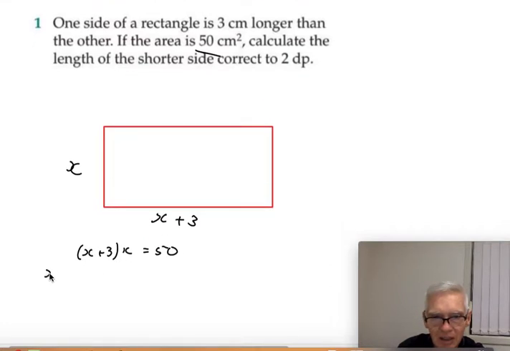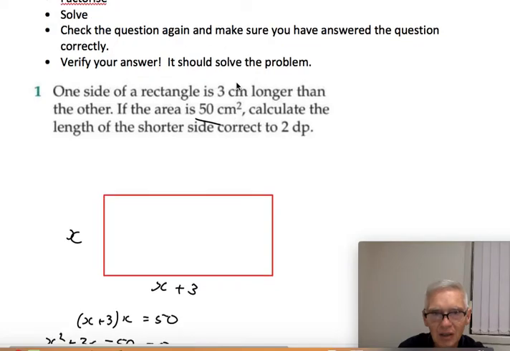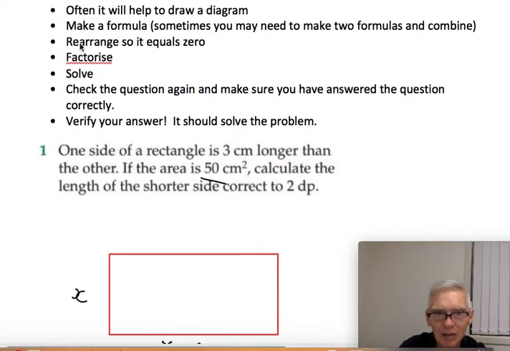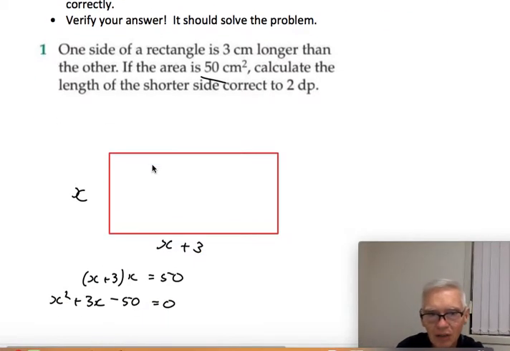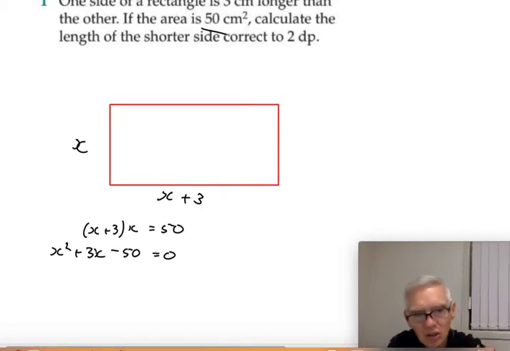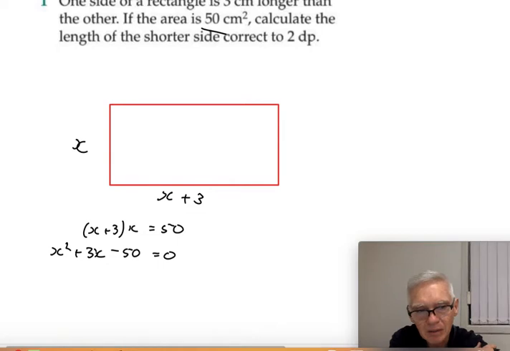We expand that out, which is x squared plus 3x. Move the 50 to the other side to make it 0, because we wanted that, as in this step up here: rearrange so it equals 0. So when we do that, we've got our formula equaling 0. Now we can try and factorize that. It won't factorize nicely, so use the quadratic formula, or you can use your calculator. Either way, stop the video and do that now.